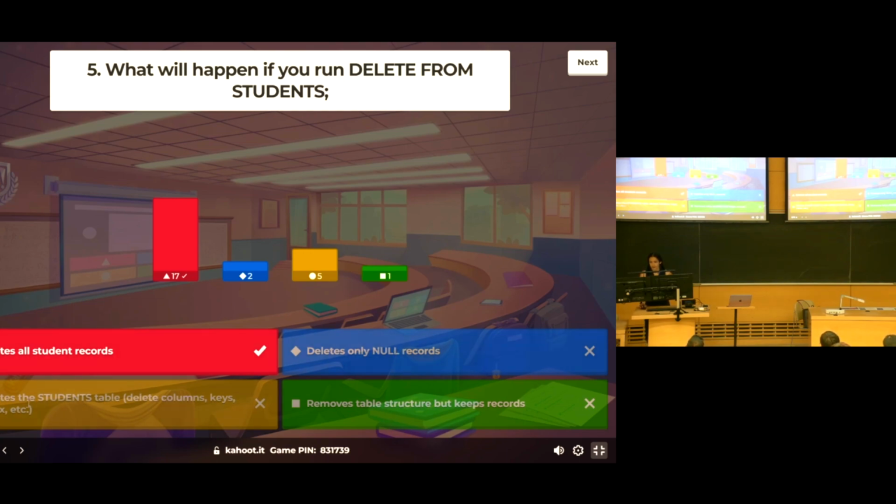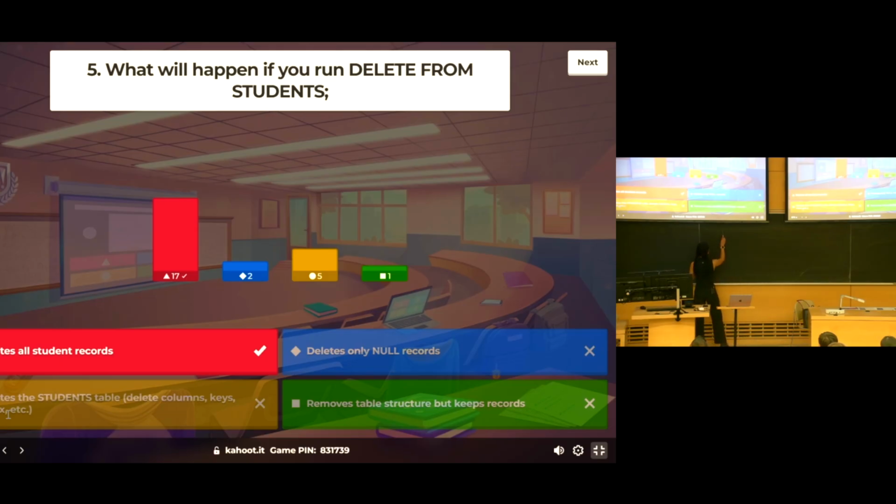So what's wrong with this one? Delete the student table, delete columns, keys, index, etc. This is for drop, right? So we said that when you use a DDL command like drop, it changes the structure. For example, if you are dropping a table, it means that the table doesn't exist anymore. So there is no index, no primary key, no foreign key, and so on. But if you are just deleting from a table, it means that you are removing the data, but you still have the structure of the table.